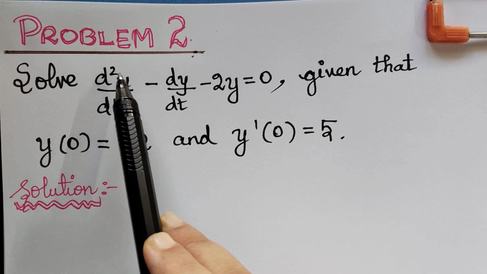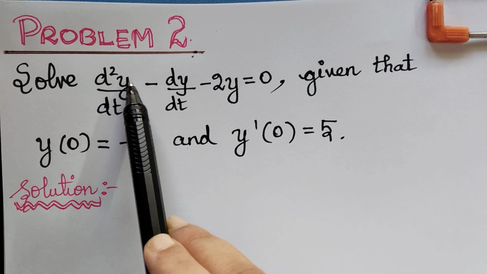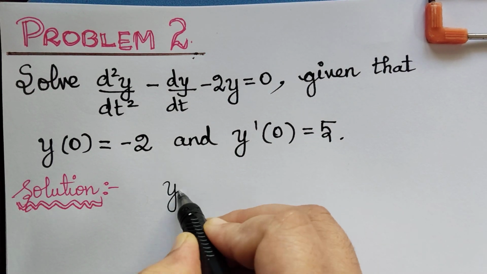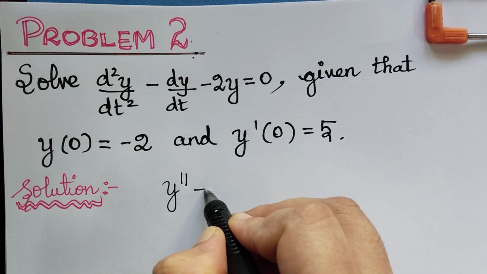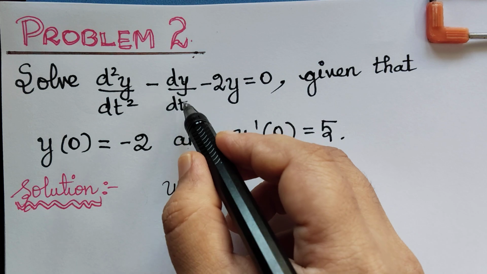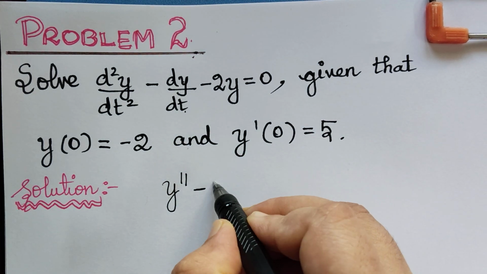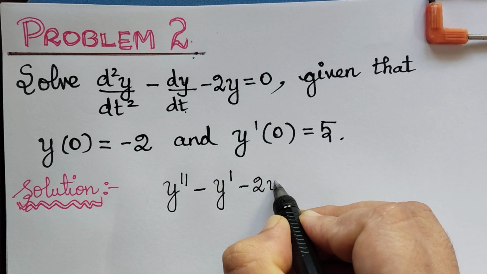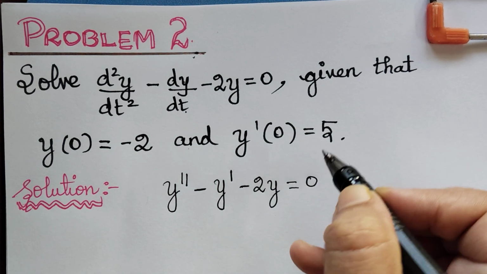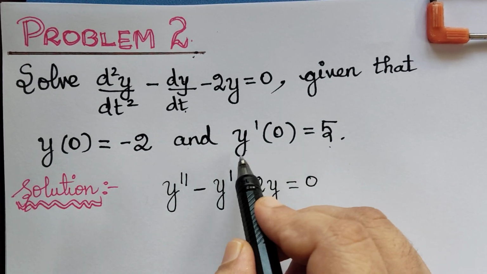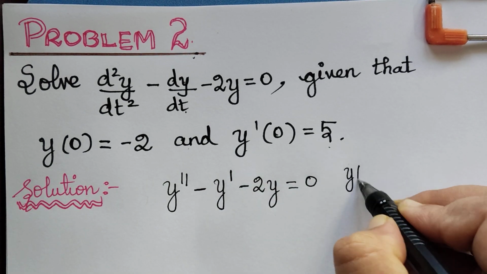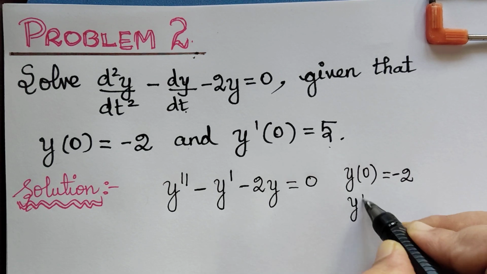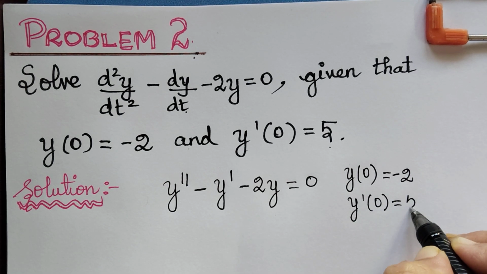We know that d squared y by dt squared is the double differentiation of the variable y. So it can be written as y double dash minus dy by dt, the first differentiation of y with respect to t, which can be written as y dash, minus 2y is equal to 0. And these conditions are known as the initial conditions, where it is given that y of 0 is equal to minus 2 and y dash of 0 is equal to 5.